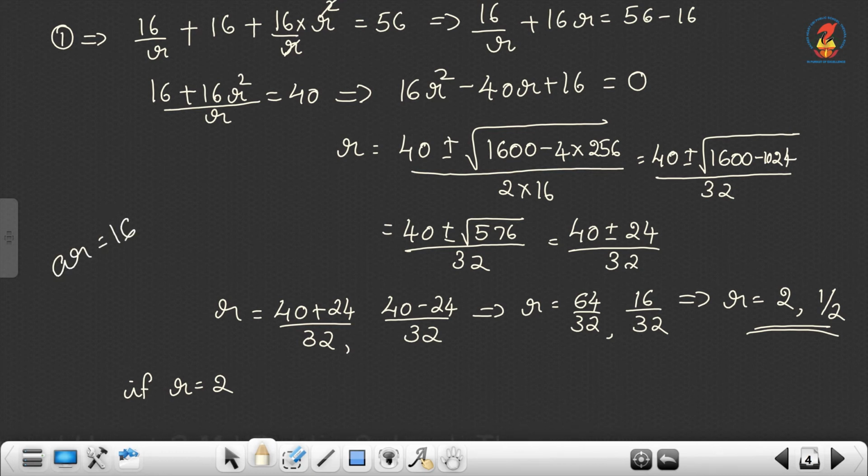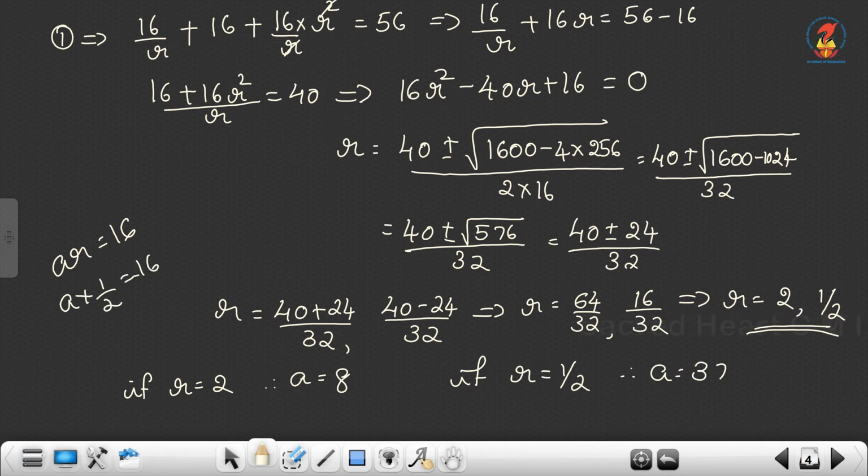So what is a? Therefore a is equal to 16 by 2, and 16 by 2 is 8. Then if r is equal to half, a into 1 by 2 is equal to 16. So a is equal to 32.